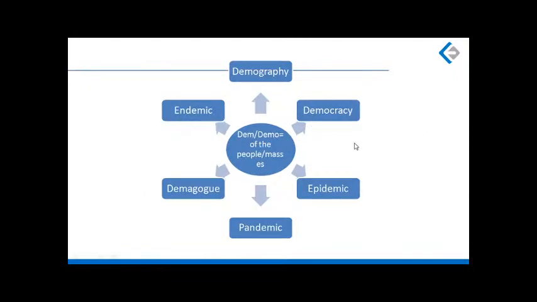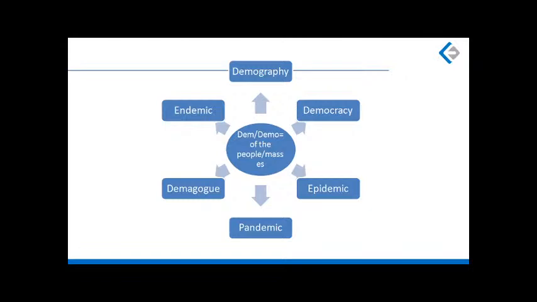Next root, demo, dema. The Greek word here is DEMA. Everybody knows democracy. Abraham Lincoln said democracy is a government of the people, for the people, and by the people. The question is, then why call it democracy? If demo means of the people or masses, then how does democracy fit with that definition?